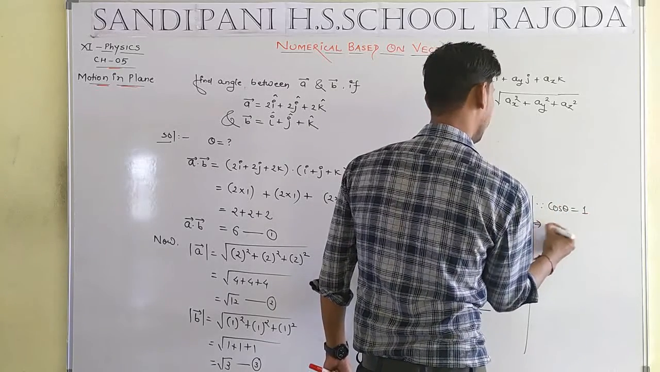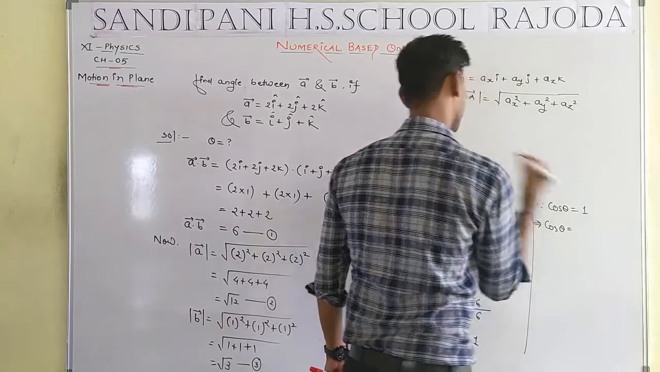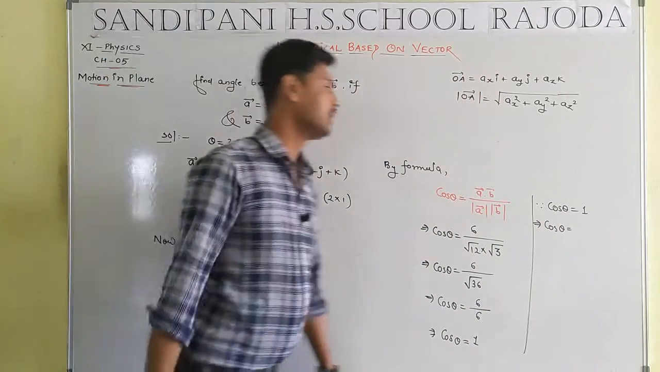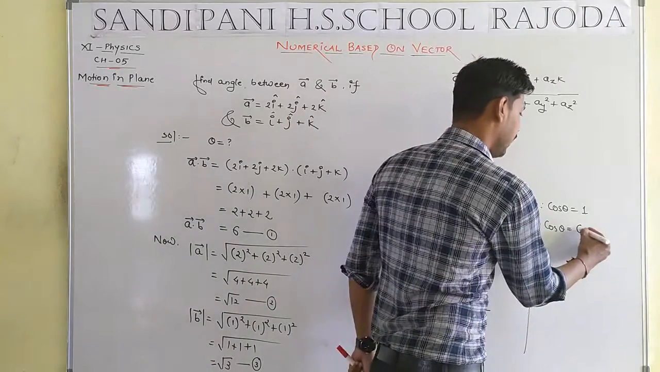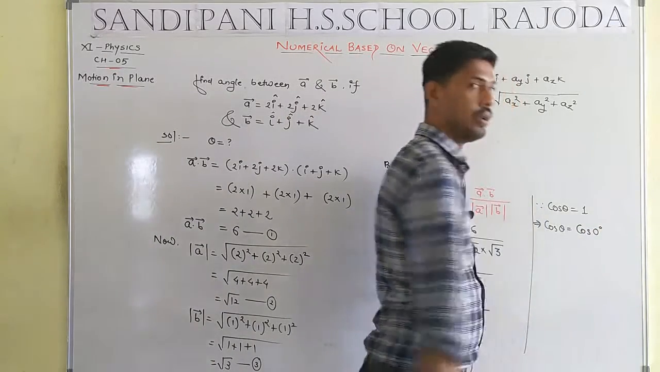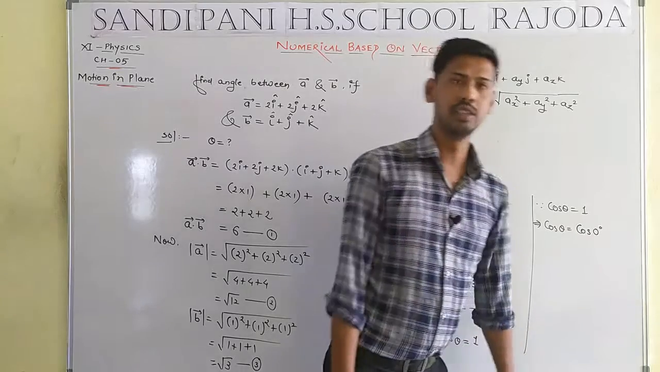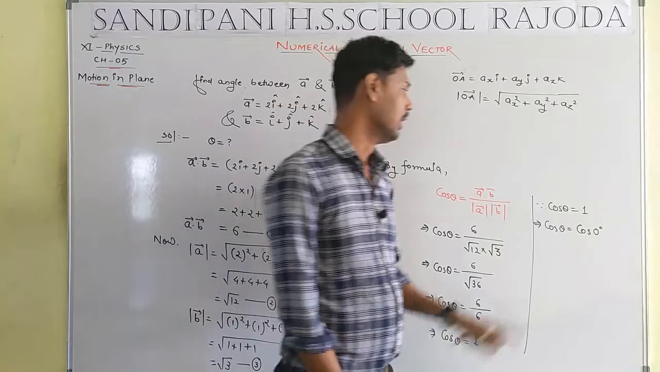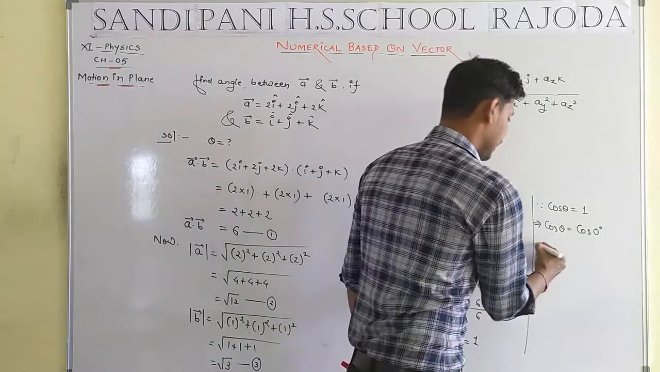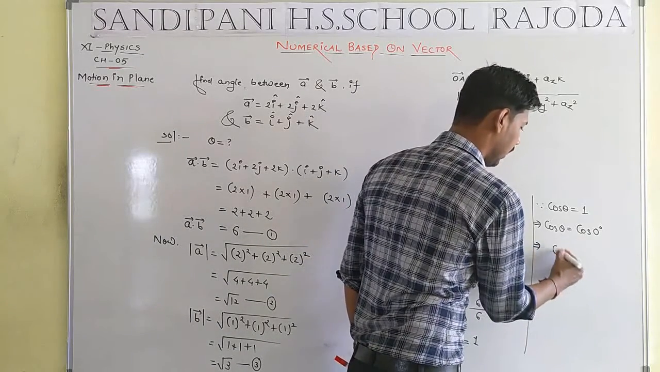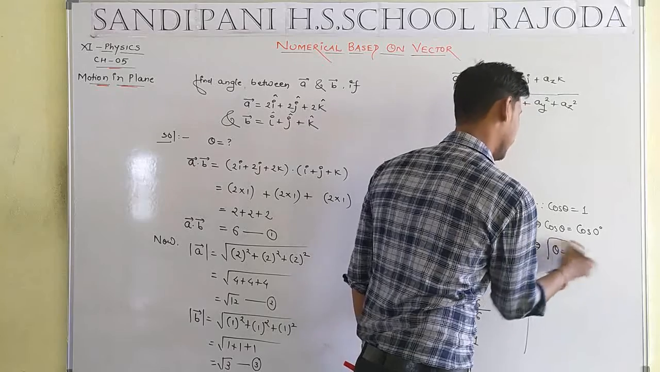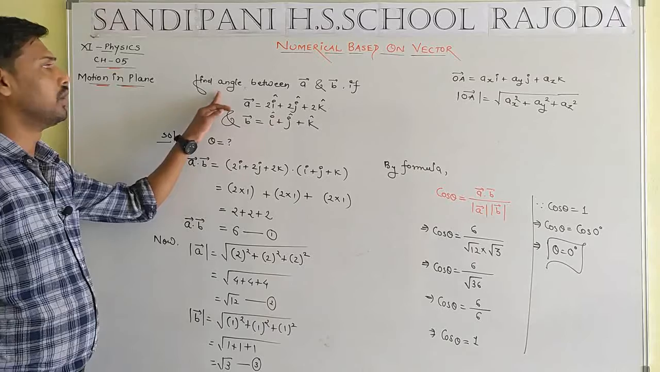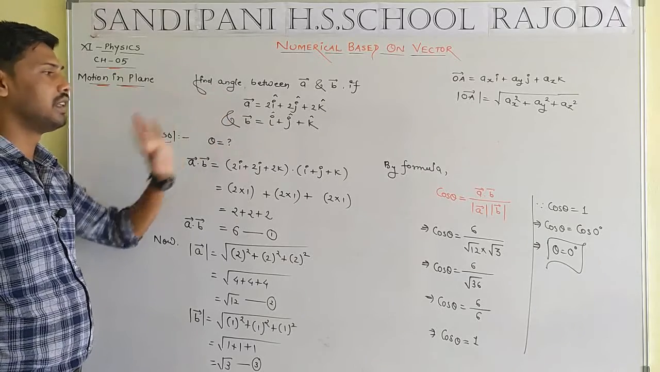The value 1 lies in the range of cos. That means 1 is equal to cos 0 degree. Cos 0 degree, you can see easily: sin 0 is equal to 0 and cos 0 is equal to 1. Now comparing, theta is equal to 0 degree. Okay students, here we have to calculate the value of the angle between these two vectors.